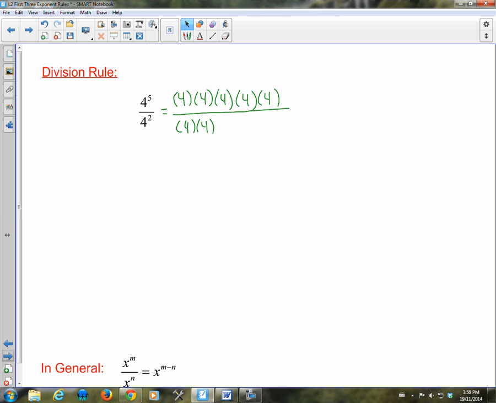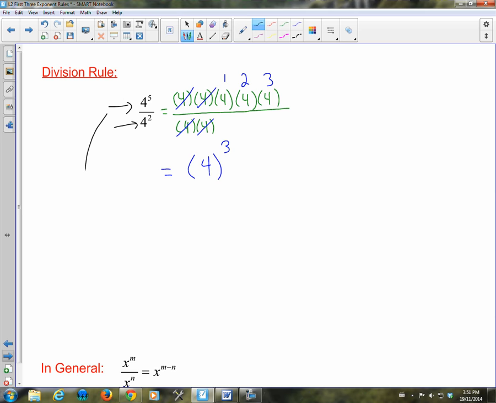And you should know by now, if you have a fraction and you have the same thing on the top as you do on the bottom, you can cross it out. Which means I'm left with only 1, 2, 3 4's that I'm multiplying. And if I'm multiplying 3 4's together, that would be the same as 4 to the exponent 3. So the question is, how do these 2 exponents relate to the exponent of my answer? And if you're quick with some arithmetic, you would know that 5 take away 2 equals 3.